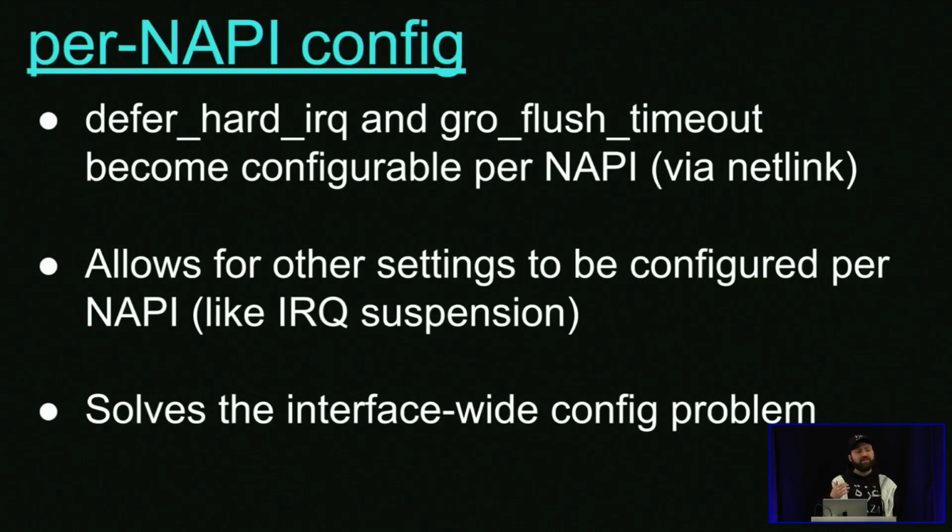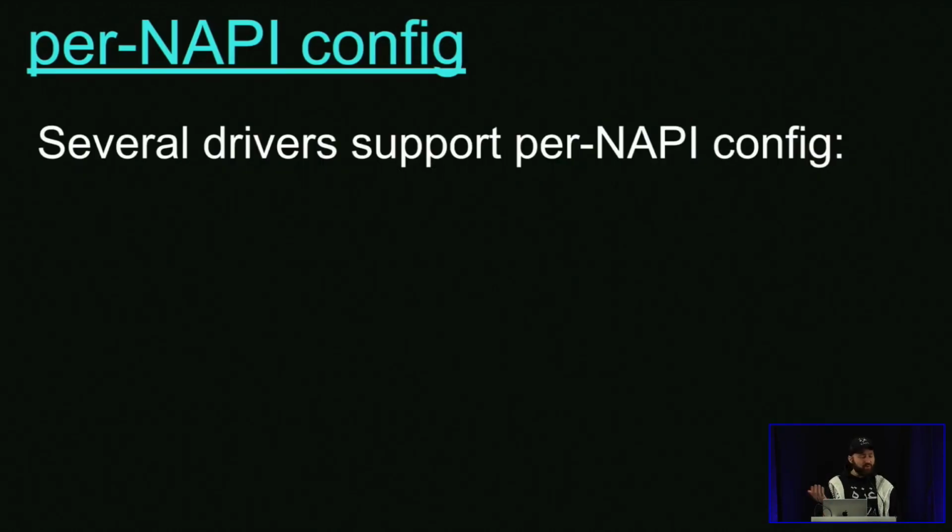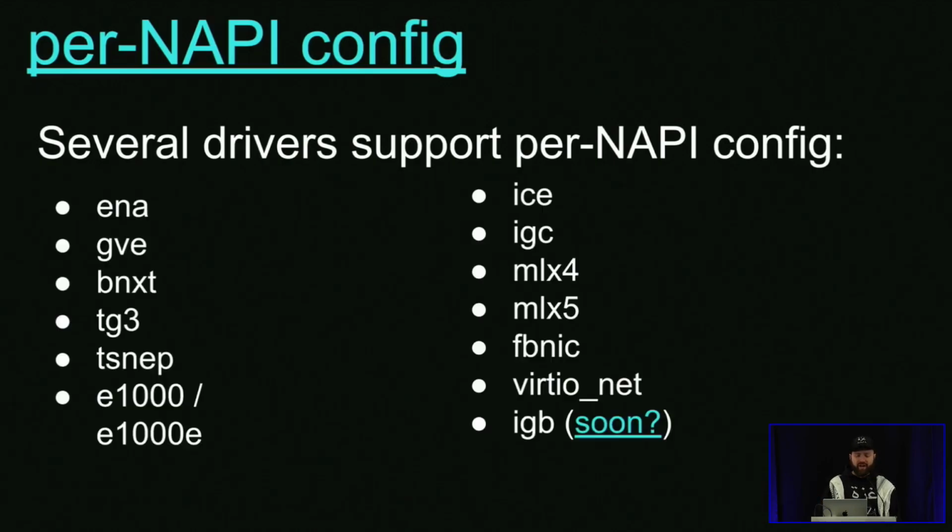Because now you can set these settings for a particular NAPI, for a particular receive queue, and you can use that receive queue for a particular app. And now you're not interfering with other apps that are maybe not latency sensitive or don't need these settings, right? And I added support for this per-NAPI config to a lot of drivers. A bunch of drivers support this right now. Here's the list of the ones that I know about. There could be others that I'm missing, but these are the ones I am aware of right now. So there's pretty good coverage for per-NAPI configuration.